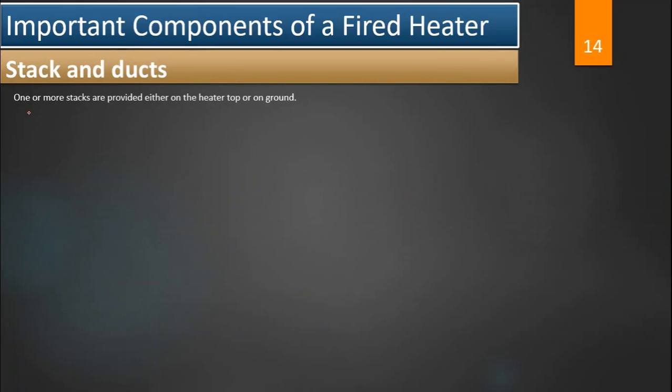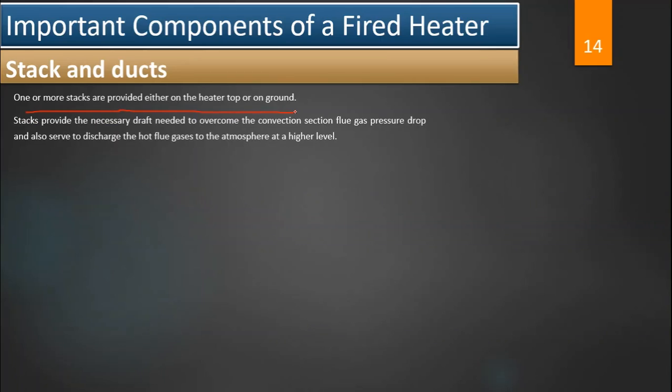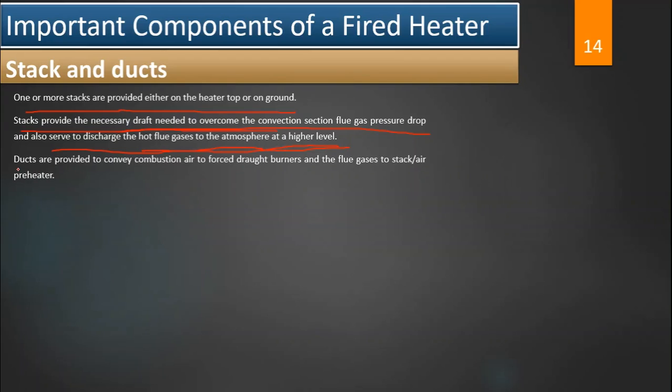Stack and ducts, the next one. Normally one or more stacks are provided either on the heater top or on the ground. Normally the heater top is used. The stack provides the necessary draft needed to overcome the convection section flue gas pressure drop, and also serves to discharge the hot flue gases to the atmosphere at a higher level. So two purposes are there: one is to discharge the hot flue gases to the atmosphere at a higher height, and the second is to maintain the draft in the convection section. We will discuss the draft in the coming lecture.